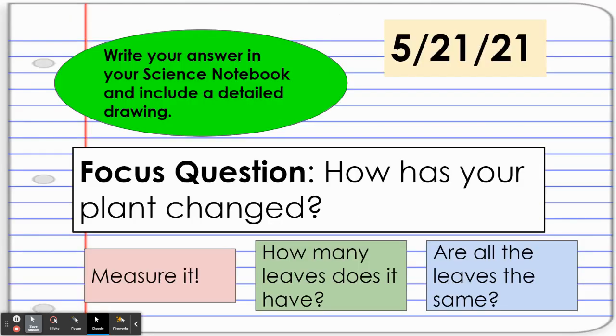You will also still note how your plant has changed from Monday. You will measure your brassica again and count how many leaves it has, and still notice if some of the leaves are all true leaves or if they are first leaves. So you will be measuring and counting the number of leaves on your brassica, as well as answering one of the questions about pollen and pollinators.